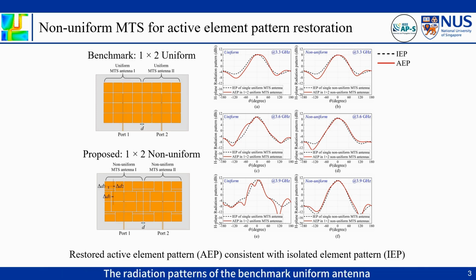The radiation patterns of the benchmark uniform antenna and the proposed non-uniform antenna in the 1x2 system are then compared. It is observed that the non-uniform antenna effectively restores the radiation patterns over a broad bandwidth by mitigating beam splitting and ripple, with the active element pattern remaining consistent with the isolated element pattern.